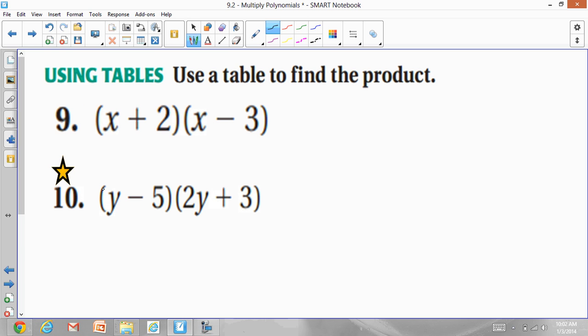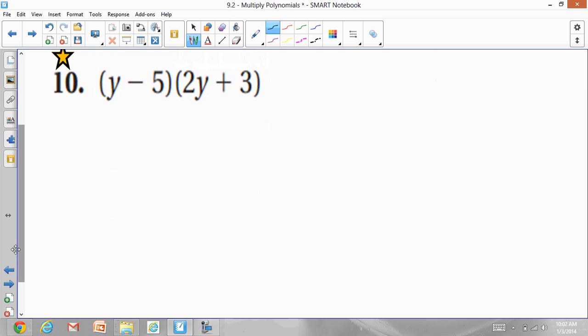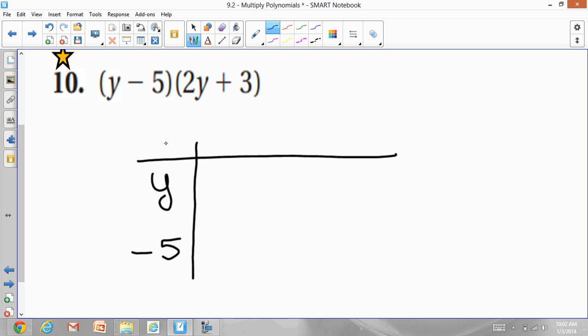Copy question number 10. They are asking you to use the table to find the product, which is what we are using. So now this one has two parentheses. The first parenthesis is y minus 5. I'm going to write it vertical. So I'm going to split them apart and write it as y minus 5. It really comes easy with the practice. It's more like a tic-tac-toe.